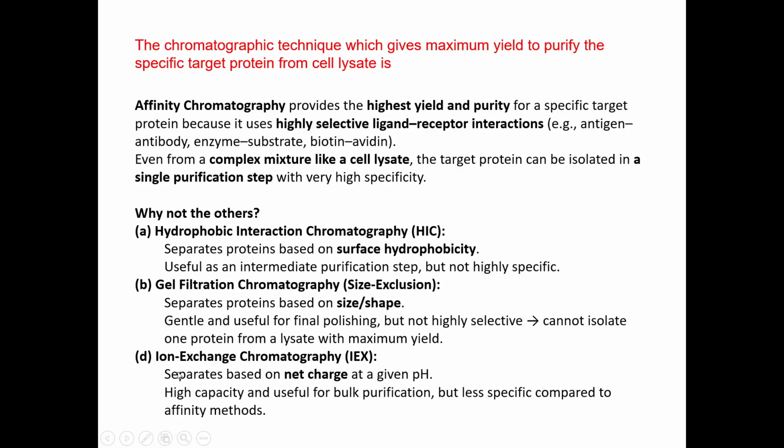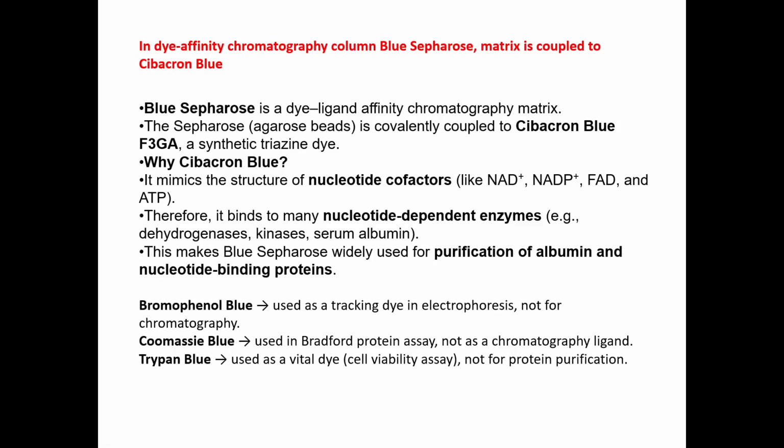Then your ion exchange is based on the net charge. So, just like your hydrophobicity, it will basically separate out everything with similar charge. So, it will not be able to specifically pick that one protein of interest. So, it has high capacity and is useful for bulk purification, but the specificity is less when compared to affinity methods.